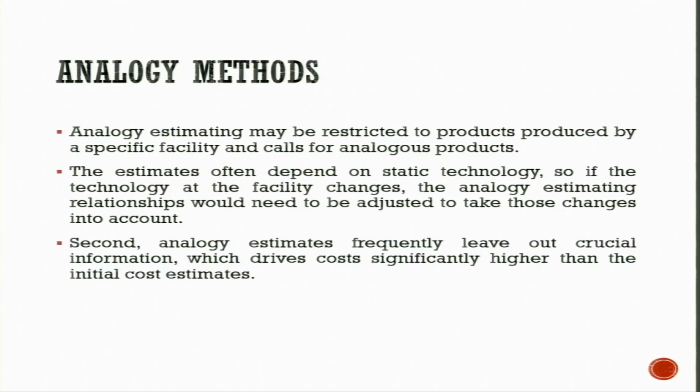Analogy estimating may be restricted to products produced by the specific facility and calls for analogous products. The estimates often depend upon the static technology. So, if the technology at the facility changes, the analogy estimating relationship would need to be adjusted to take those changes into account. Second, analogy estimates frequently leave out crucial information which drives cost significantly higher than initial cost estimates.